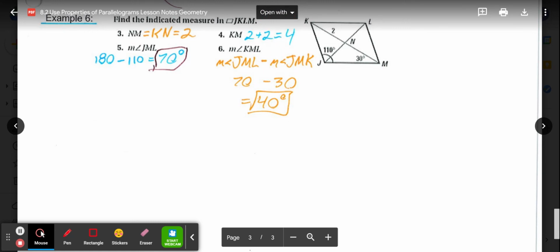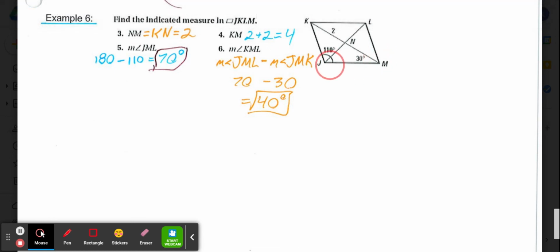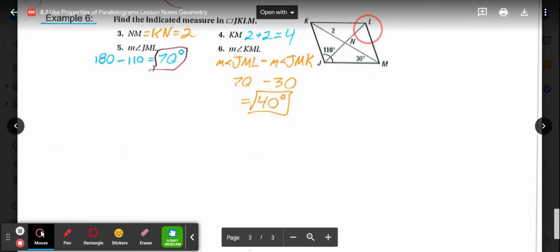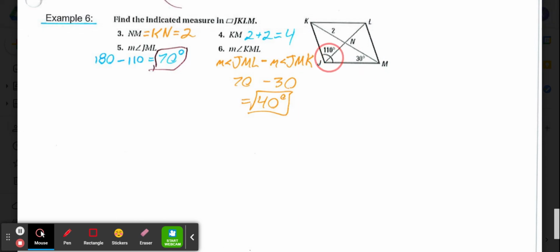Then they want us to find the measure of angle JML. So that would be this whole angle down here in the bottom right, from J over to M up to L. Well, we know that angle plus angle J down here are supplementary. So 180 minus angle J here would give us our angle over here of 70 degrees.